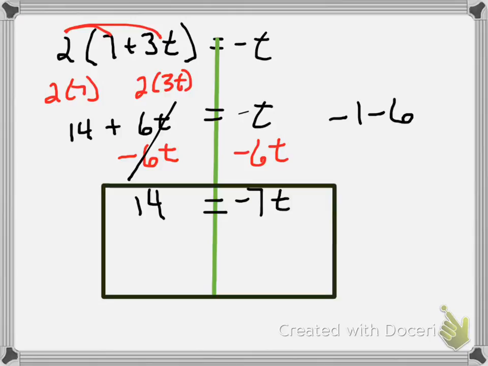How do I get the t by itself? Okay, I'm going to undo the multiplication by doing division. So I'm going to divide both sides by negative 7. And that should leave me with what I hope is my answer here. t equals negative 2.